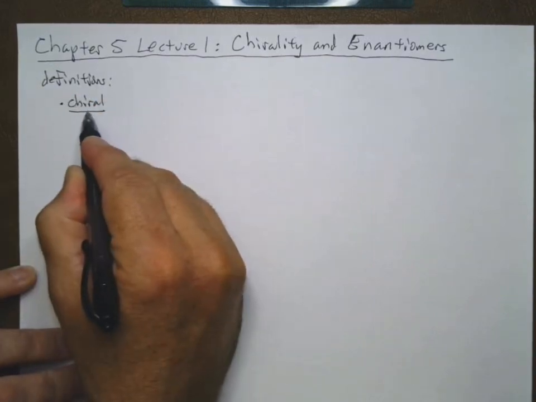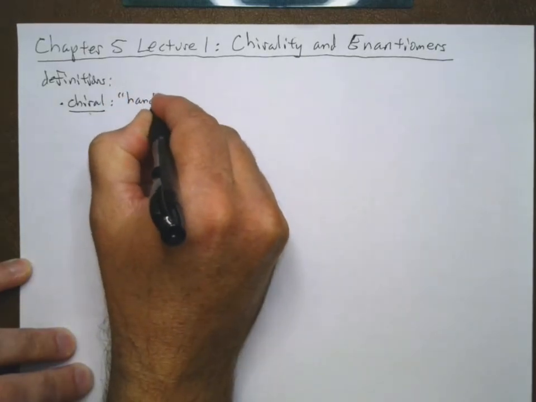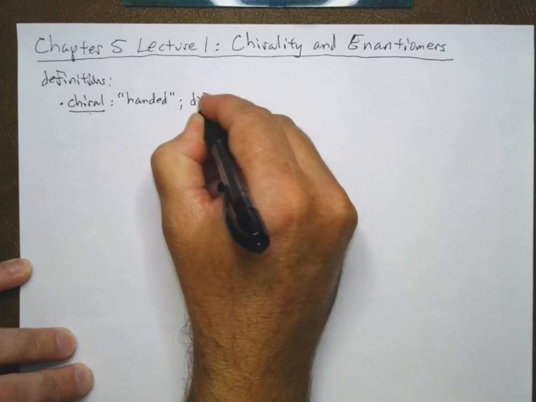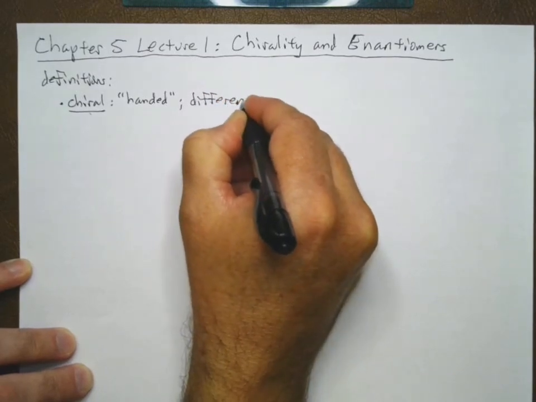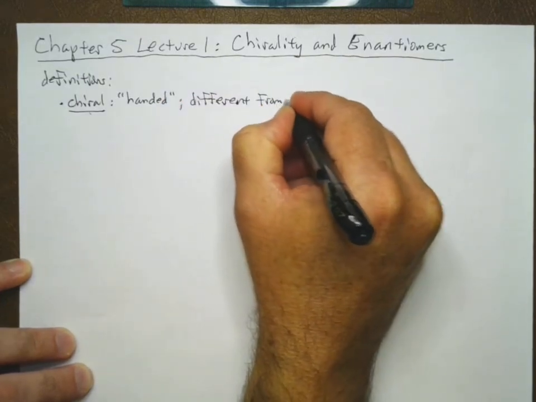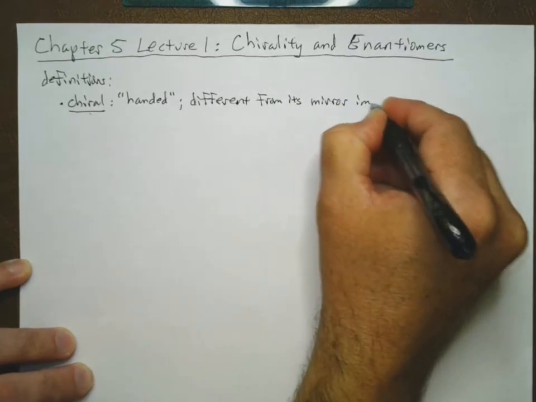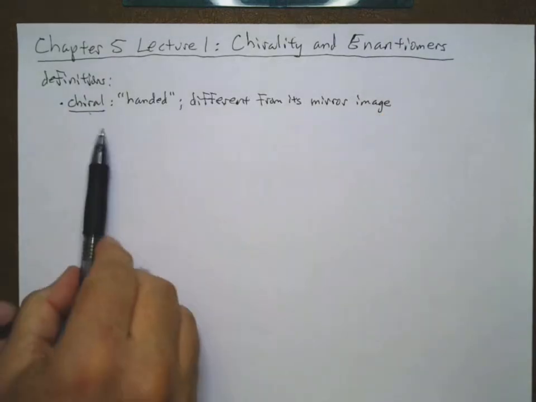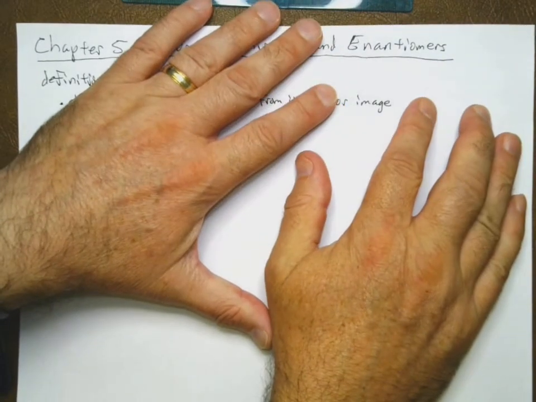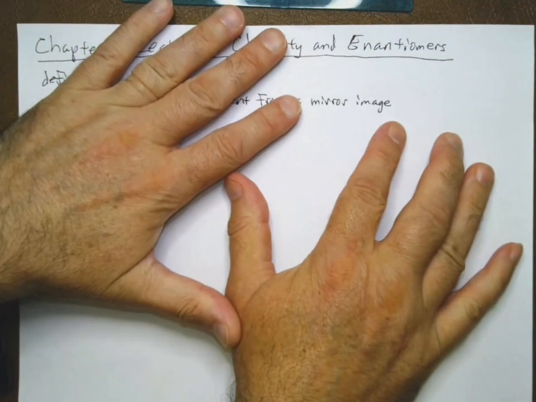So something is chiral if it has a handedness to it. And chiral objects are different from their mirror image. An example would be my hands. I have a right hand and a left hand, and they're different. So even if I take off my wedding band, they are still different.